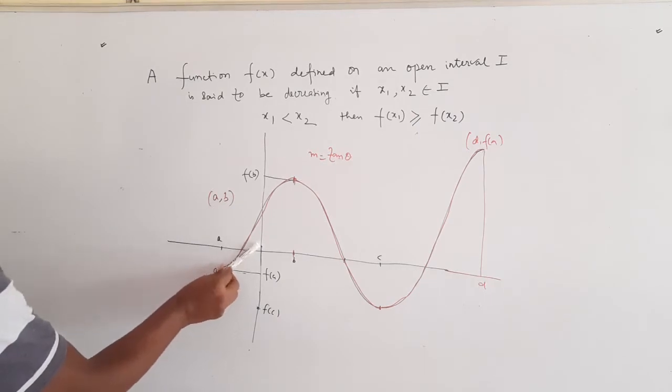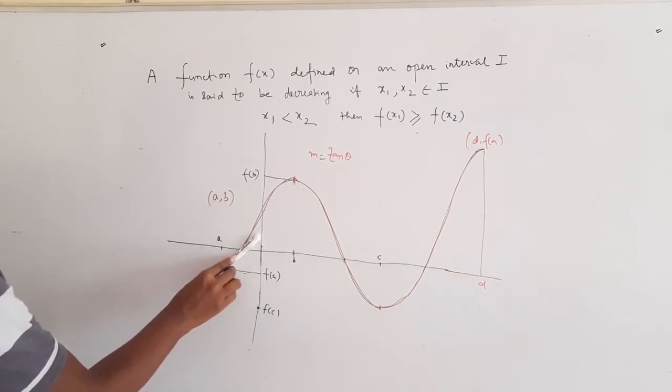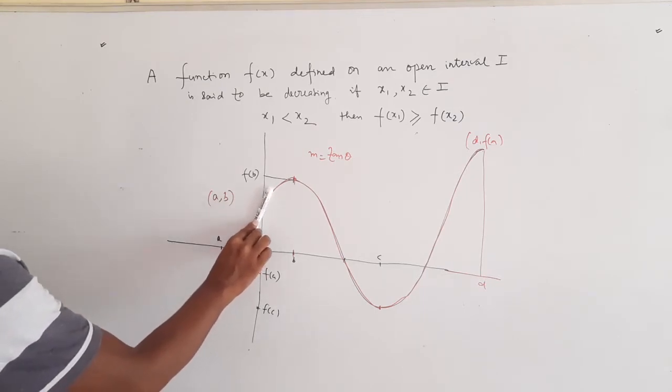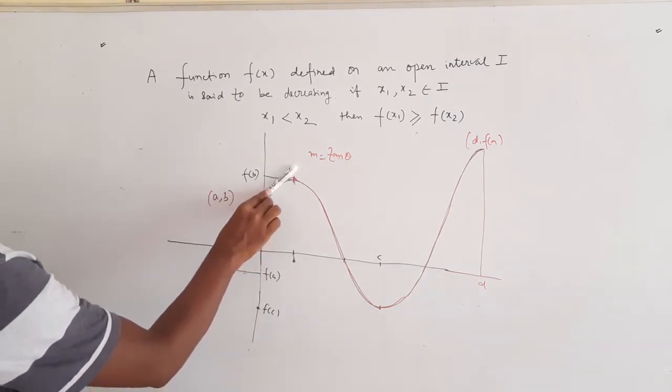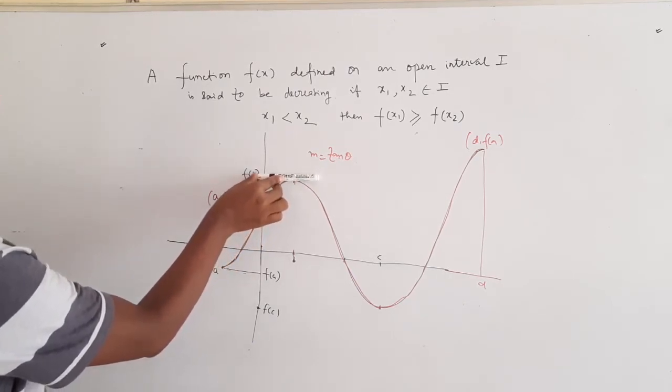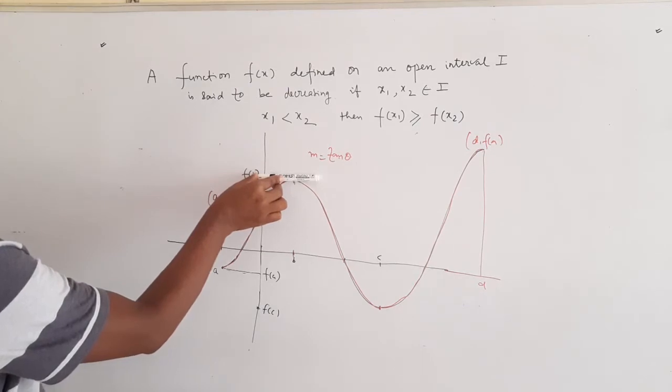So here you see, looking in the same direction, it is making an acute angle with the positive direction of the x-axis. Here also it is acute. I keep on going, acute, acute, acute. Now the line is becoming parallel to the x-axis at the peak. So at this point the tangent slope is 0.